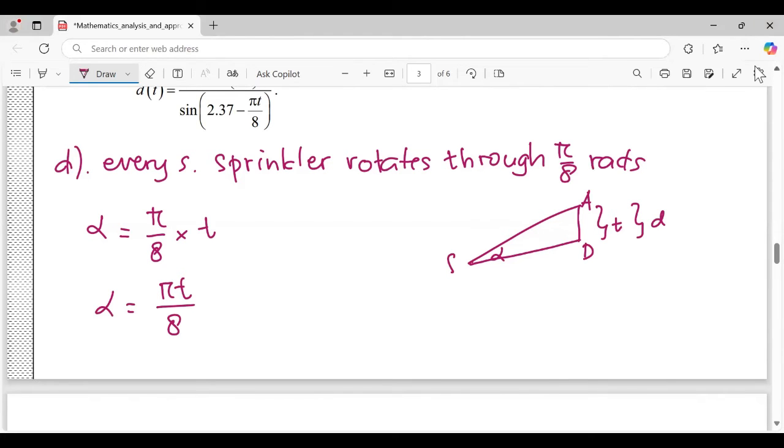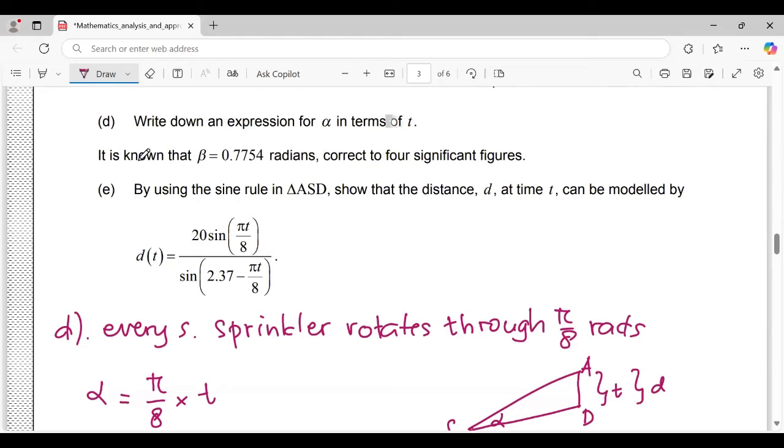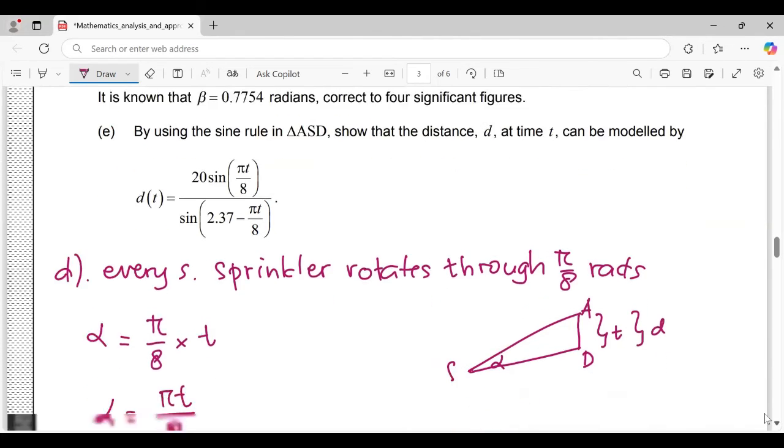Next. It is known that beta equals 0.7754 radians, correct to four significant figures. By using the sine rule in triangle ASD, show that the distance d at time t can be modeled by this equation.